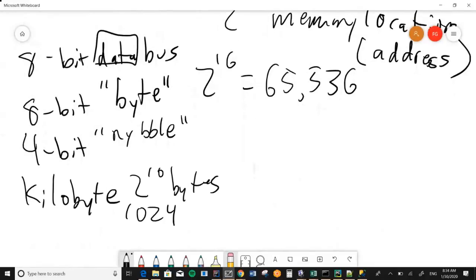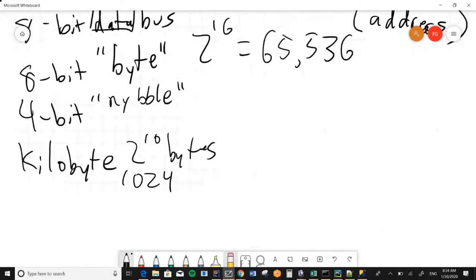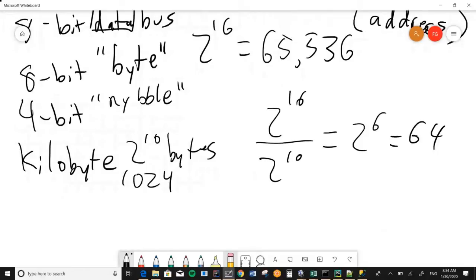So now we'll do a little bit of algebra. If a kilobyte is 2 to the 10 bytes, and you've got a 16-bit address space, and you're wondering how many kilobytes you get, you divide 2 to the 16th by 2 to the 10th, which gives you 2 to the 6th, which is 64. And so the Commodore 64 was a 64 kilobyte machine.